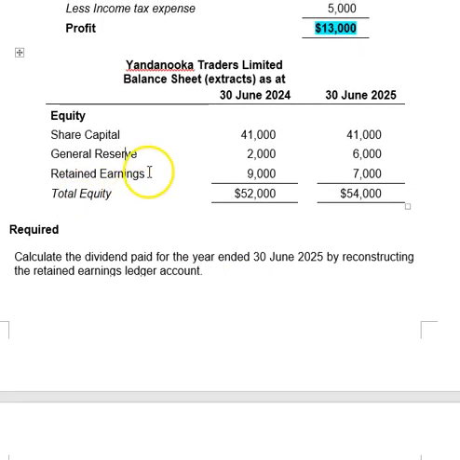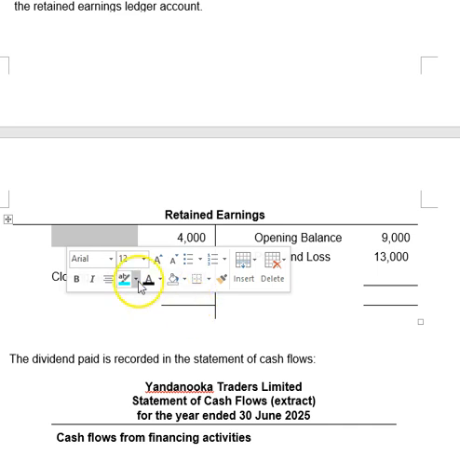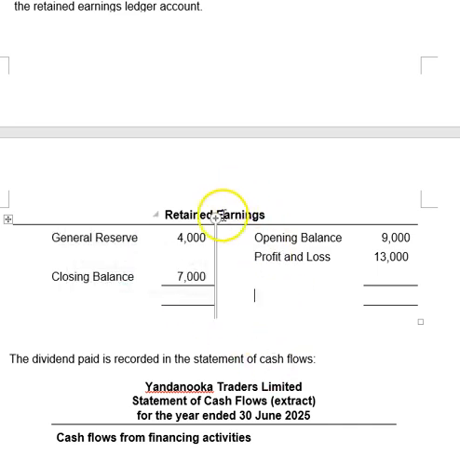So I transferred 4,000 from retained earnings to general reserve. That means my retained earnings reduced by 4,000 because I transferred this 4,000 to the general reserve account. So since my retained earnings reduced by 4,000, I should debit retained earnings 4,000, and the credit side of this entry will be in my general reserve.